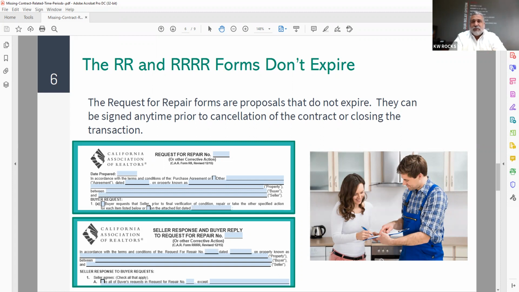Is it please do the repairs, or instead of doing the repairs, Mr. and Mrs. Seller, can you, in lieu of, just give us the credit? We estimate that it's going to be about $2,500 to do these repairs. We'll just take care of it once we close escrow.